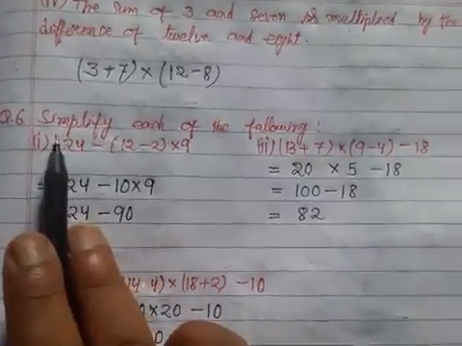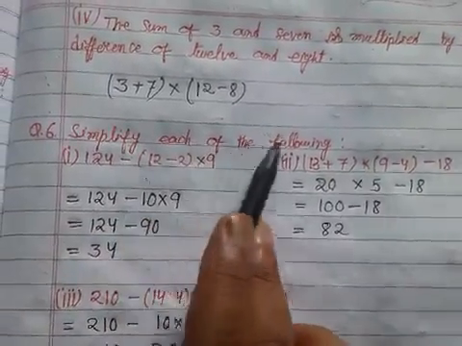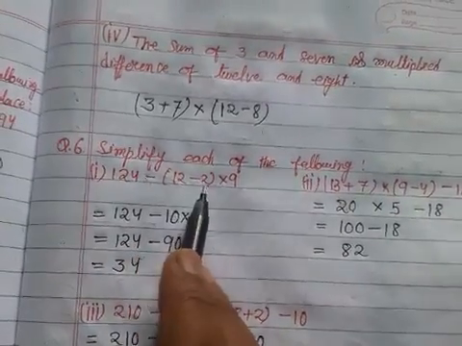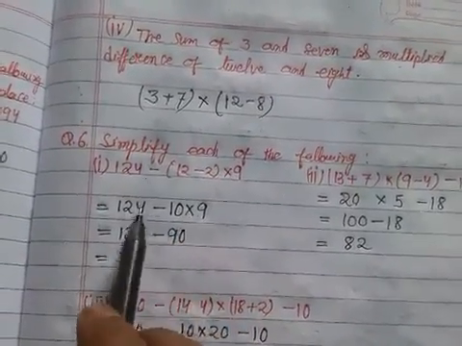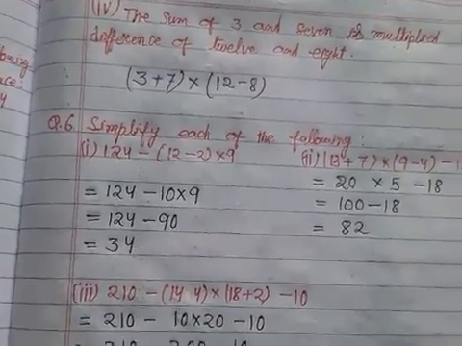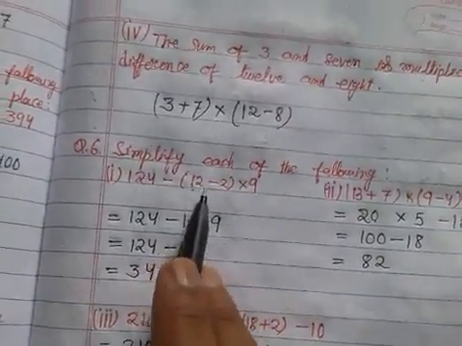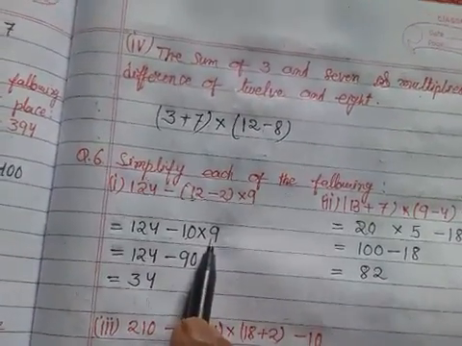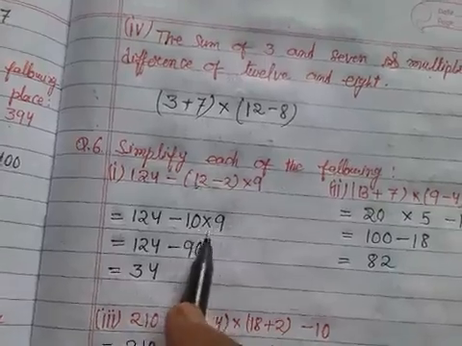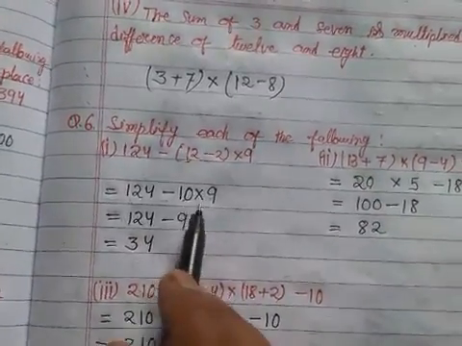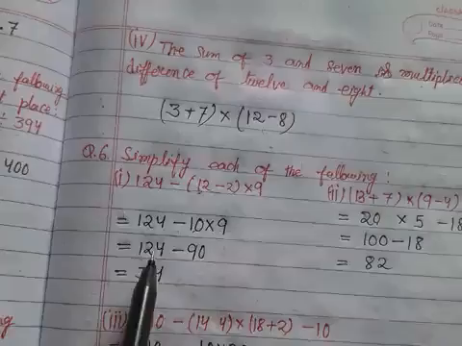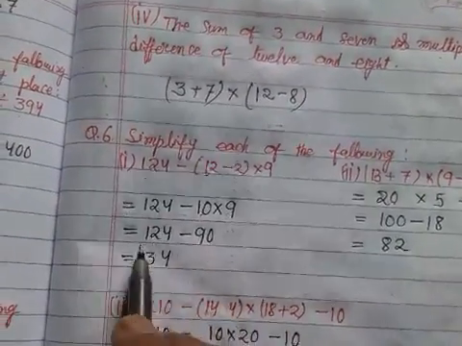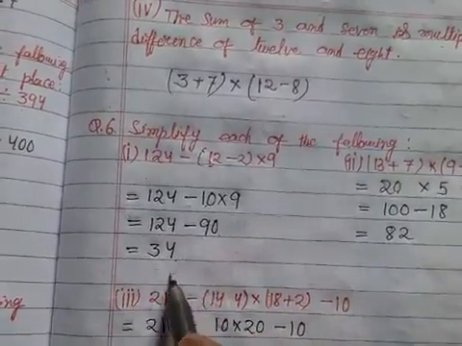Now what is the 6th question? Simplify each of the following. 124 minus, in the bracket, 12 minus 2, into 9. You know the BODMAS rule. At first you should calculate the digits in the bracket. So 12 minus 2 is equal to 10, into 9. Firstly we multiply, because according to the BODMAS rule multiplication comes before subtraction. 10 nines are 90. 124 minus 90 is equal to 34.